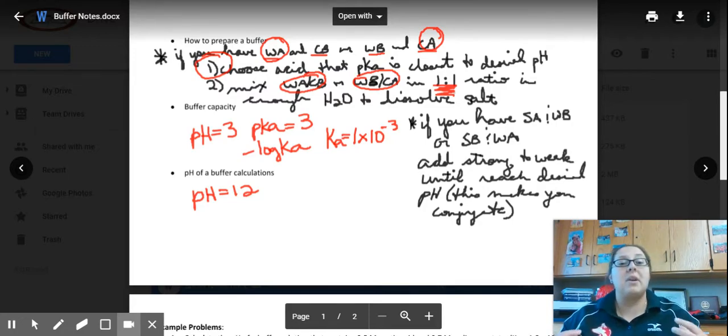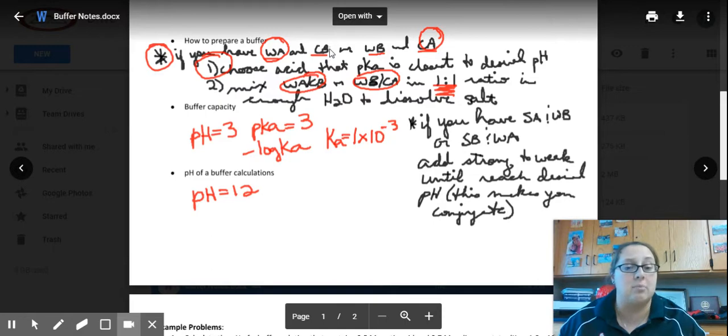So I want those to be in a 1-to-1 ratio, and basically one of those is going to be a salt, right? Conjugate bases are salts, so it's more than likely going to be a solid. So you're going to have to dissolve that salt in enough water to make it dissolve. Okay, so you're mixing them in a 1-to-1 mole ratio. So that is what you do if you are given both components of your buffer, how you make that. And we're going to be doing this in lab.